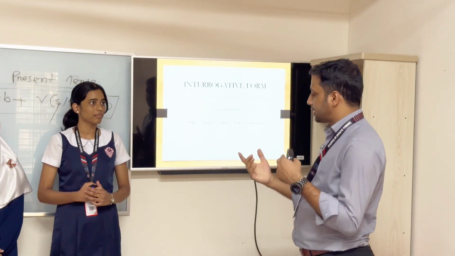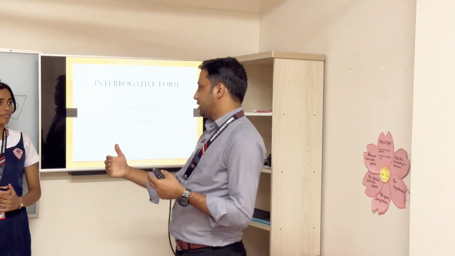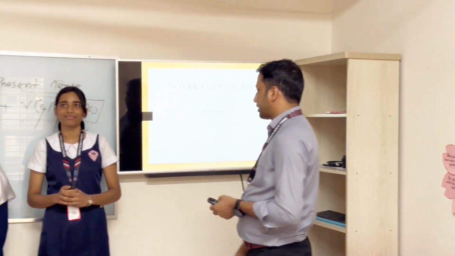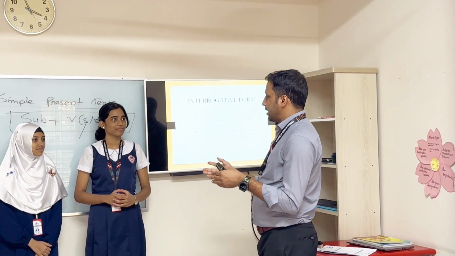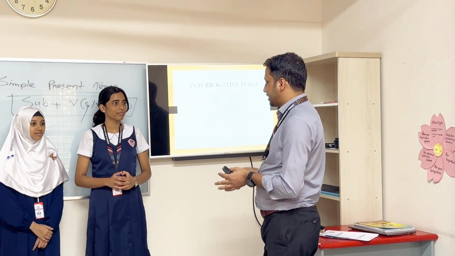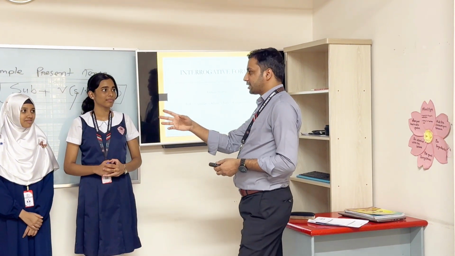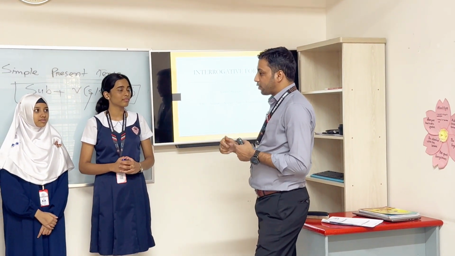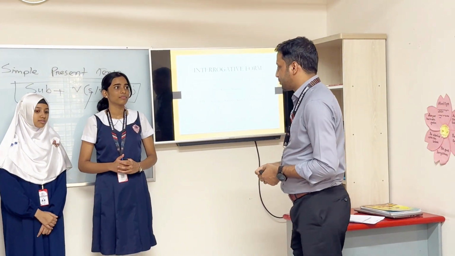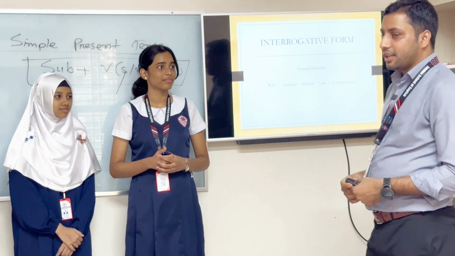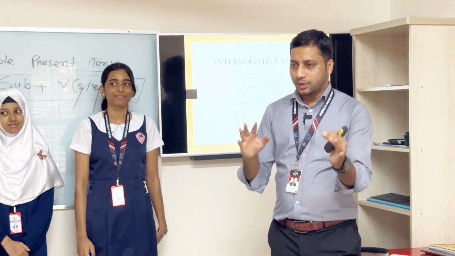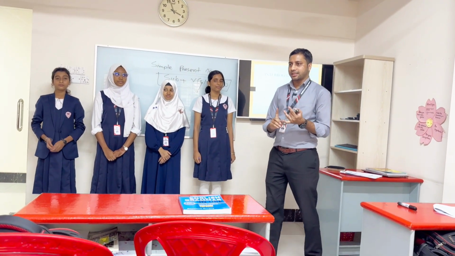So I need to know what actually she does sometimes. How are you going to make the question? You have already heard the two interrogative sentences based on the sentences they make. So you are going to make a question based on this sentence. It will be, what do you do sometimes? That's great. So is it clear now? So a single sentence you can make affirmative, negative and interrogative.